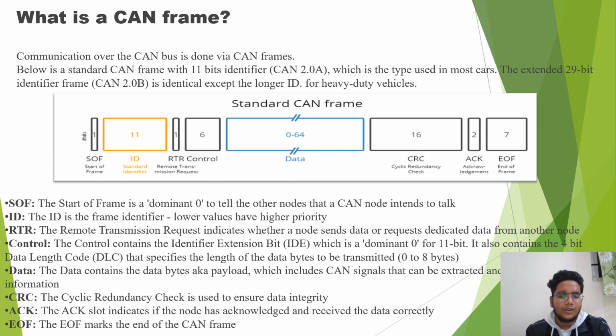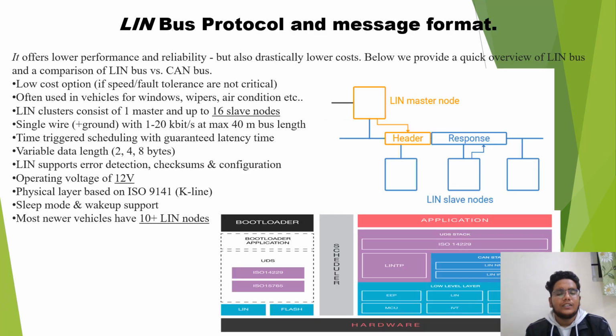Control. The control field contains the identifier extension bit, which is dominant 0 for 11 bit. It also contains the 4-bit data length code, DLC, that specifies the length of the data bytes to transmit, 0 to 8 bytes.